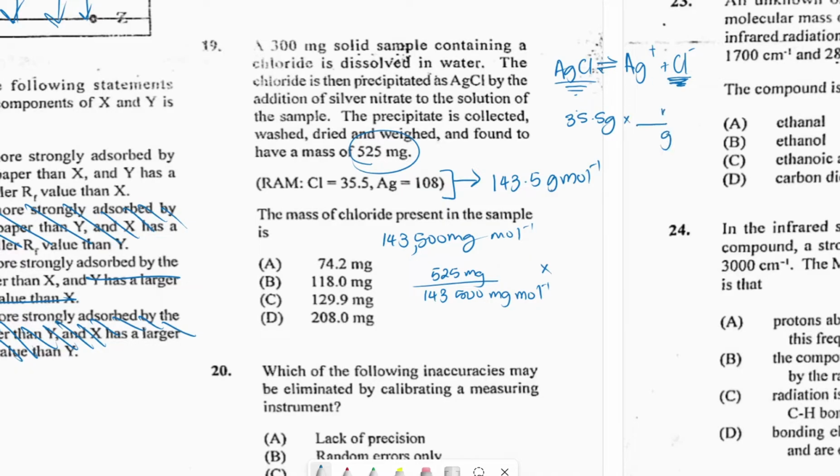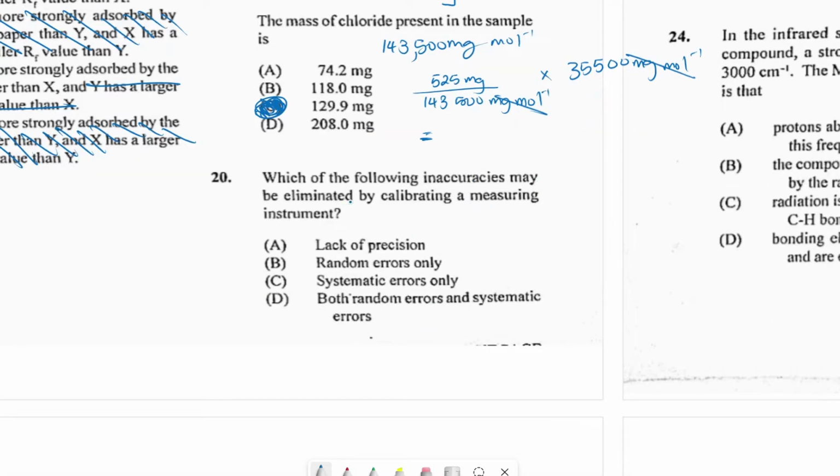but again I need that to be in milligrams, right? So that's 3, 5, 5 and 2 zeros. So I'll multiply that by 35,500 milligrams per mole. Milligrams per mole cancels milligrams per mole, and if you put this into your calculator, that will give you 129.878, which is 129.9 milligrams. So the answer is C.